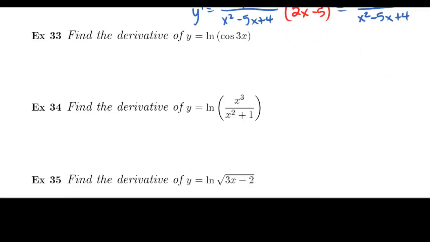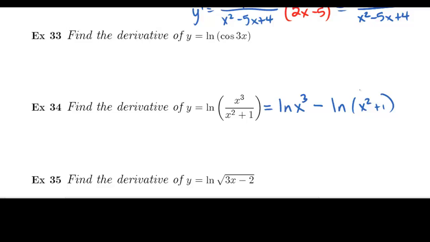Example 34 is a little bit more involved because we've got this fraction inside. But one of the really nice things about logarithms is that we can split that up so that the division inside can just become subtraction outside. So instead of having to do the quotient rule or splitting things up and making the product rule, we can rewrite this as the natural log of x cubed minus the natural log of x squared plus 1. And now we just have a matter of subtraction.